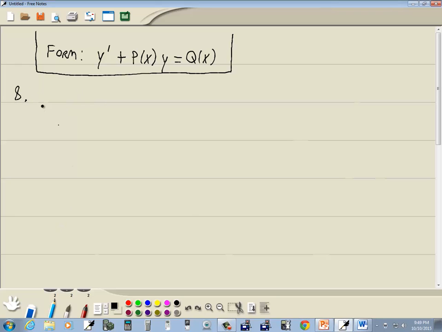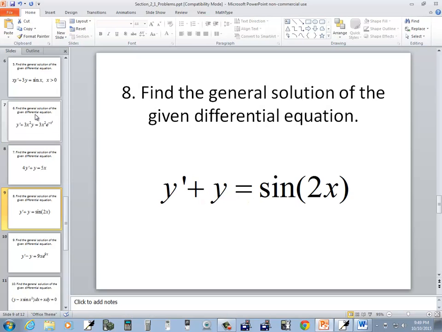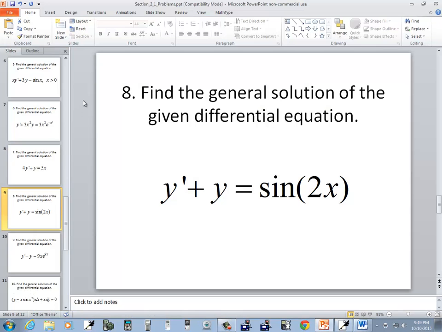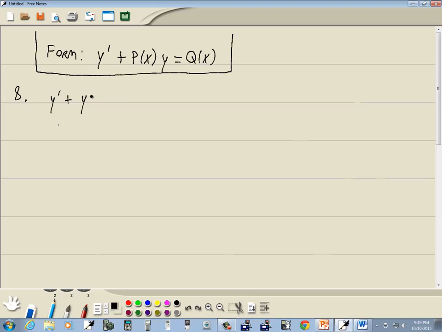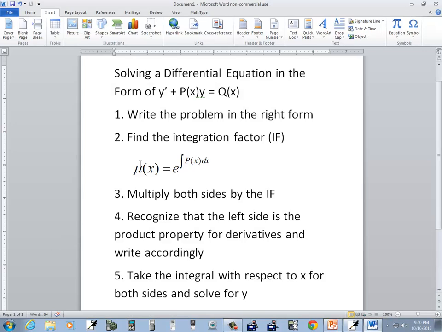Okay, let's take a look at problem number 8. And I'll probably get too many examples here, but I do apologize for that if I do. I think this is the hideous one. Okay. I tried to pick one real hideous one so I could refresh your memory on a technique. And, okay, write problem in the right form.